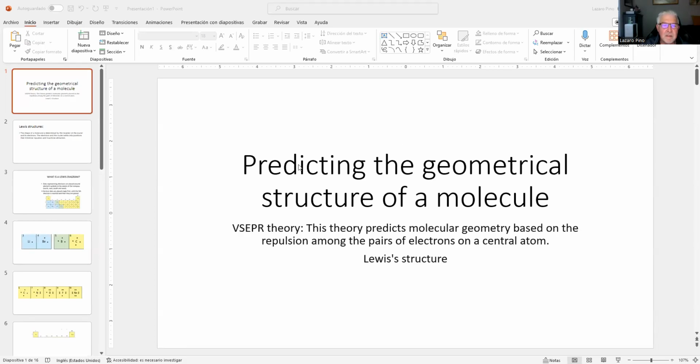Hello, dear students. Today we are going to speak about predicting the geometrical structure of a molecule. We are going to study the VSEPR theory. This theory predicts the molecular geometry based on the repulsion among the pairs of electrons on a central atom. And also we are going to see the Lewis structure. Let's begin with the last one.